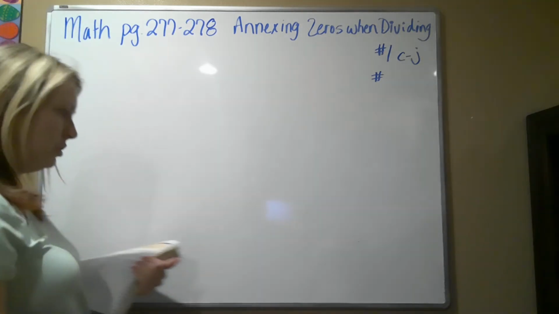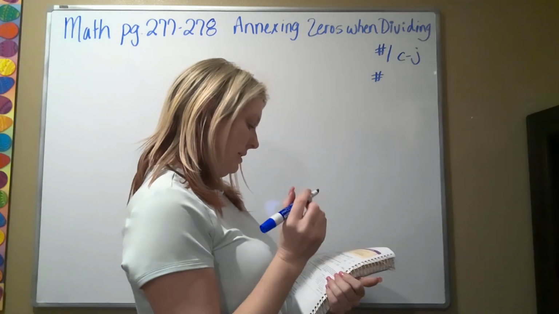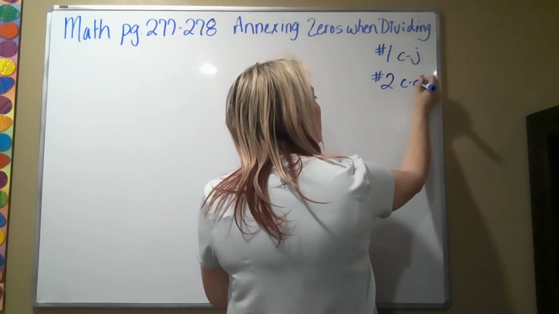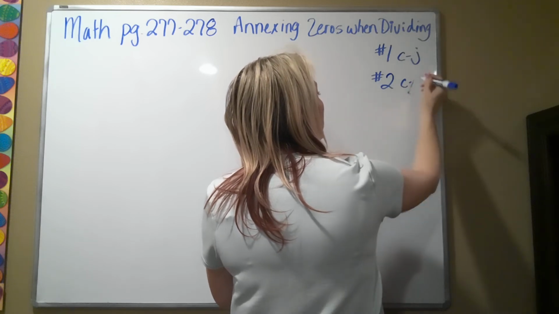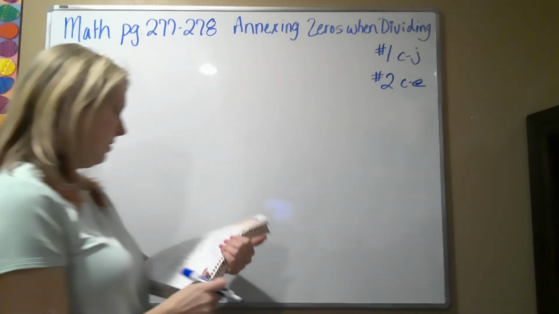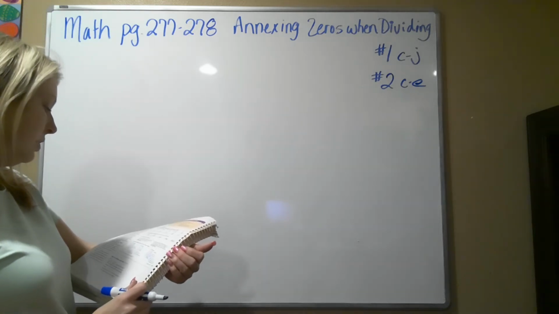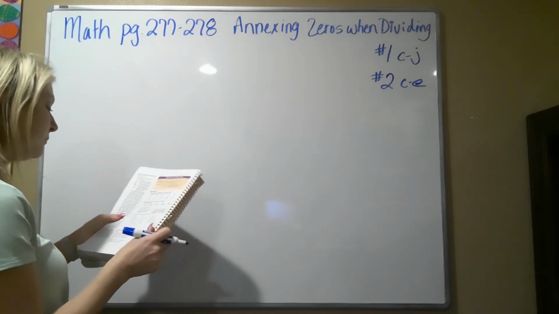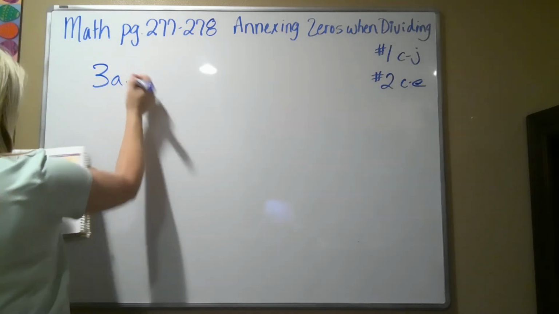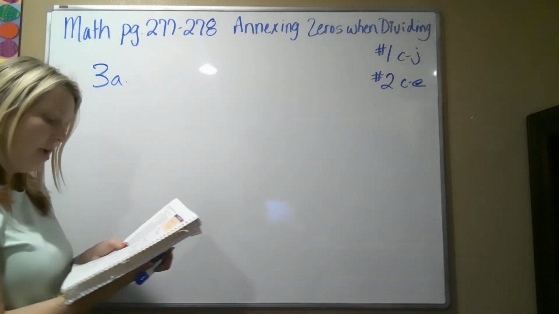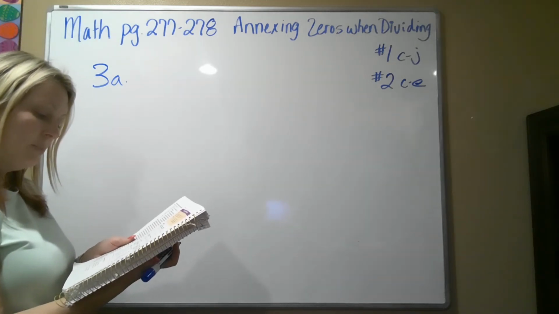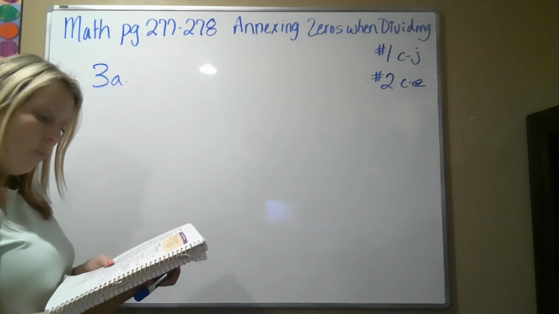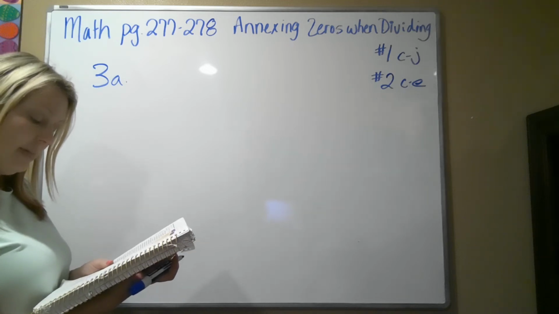Okay, so in 2, I want you to do C, D, and E. And then you're also going to do story problems 3A and 4. Let's go over it a little bit for you. 3A says, last year during the period of 52 weeks, Mr. Bowman saved $2,444. What was the average savings of each week?